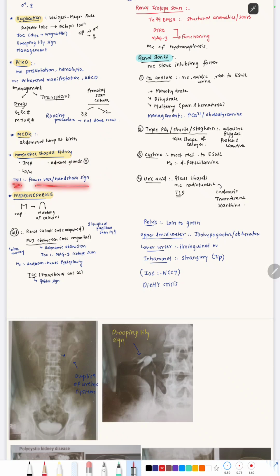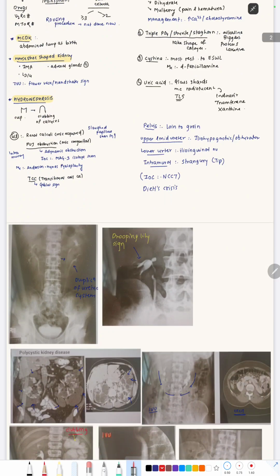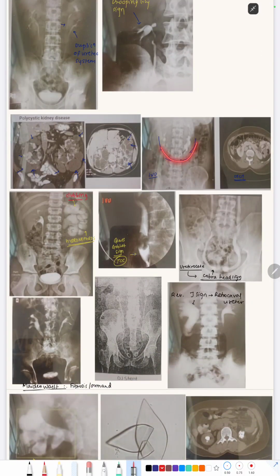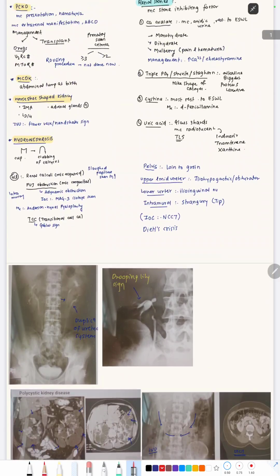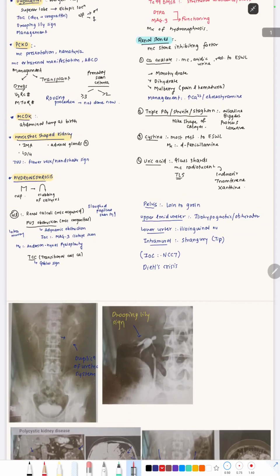On intravenous urography, you will find a flower vase sign or a handshake sign. So over here you can see this is a flower vase sign, or this is going to be a handshake sign that is seen. Similarly, on CT you can see the lower poles of the kidney to be fused. Then the next is going to be hydronephrosis.